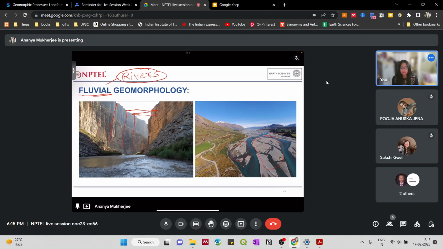So you can kind of distinguish that the left-hand side feature formed when the river was at a younger stage, and this one is mostly in its middle stage. Okay, this would be your middle stage. And then the deltas that you might be knowing are usually formed at the mature stage of the river during its flow regime.